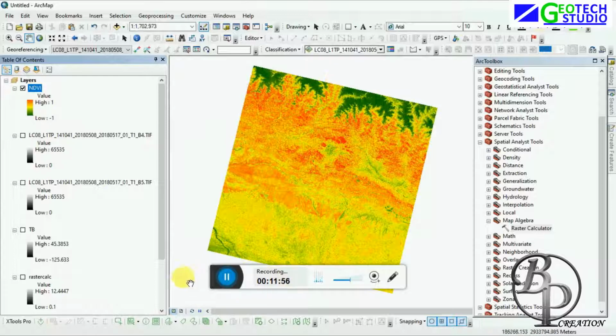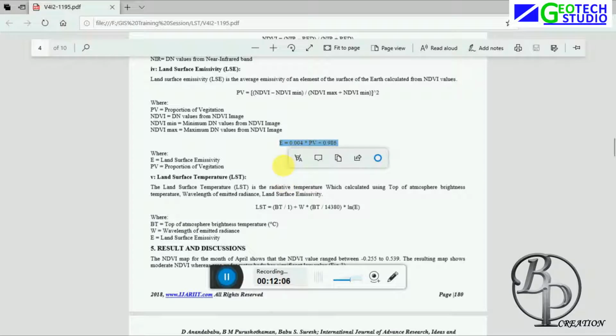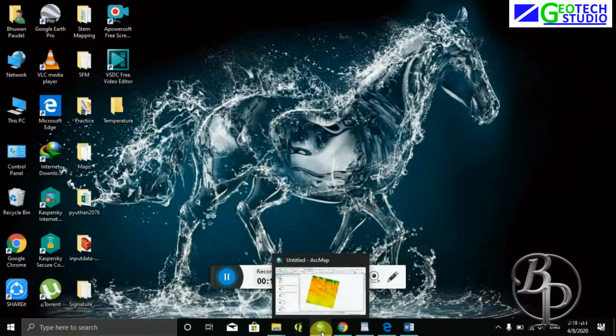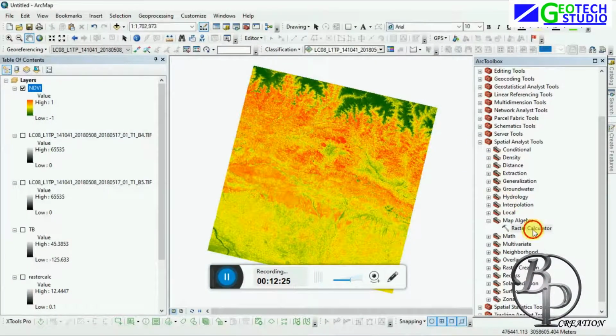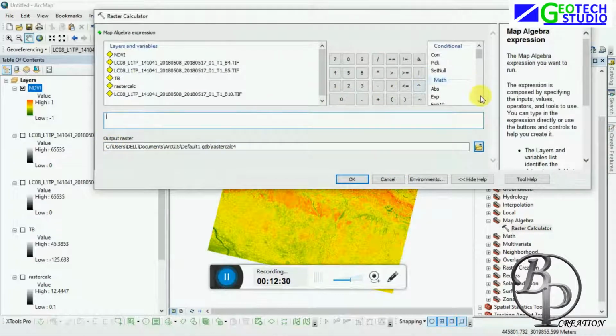Now I am using this output to calculate the proportion of vegetation, PV, again in the raster calculator. Before this I am going to show you the formula, that means the NDVI proportion of vegetation formula. Here it is: NDVI minus NDVI minimum value that we have looked up, over NDVI maximum value minus NDVI minimum value, the whole squared. And now I am using the mathematical function square. It is there in the formula too.